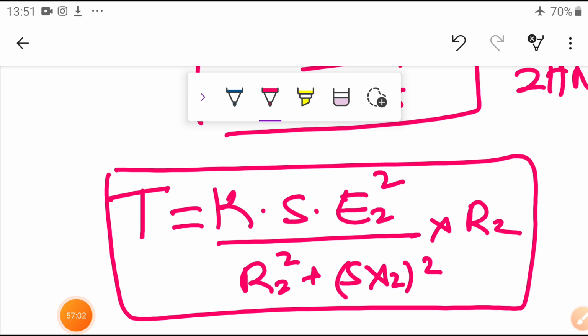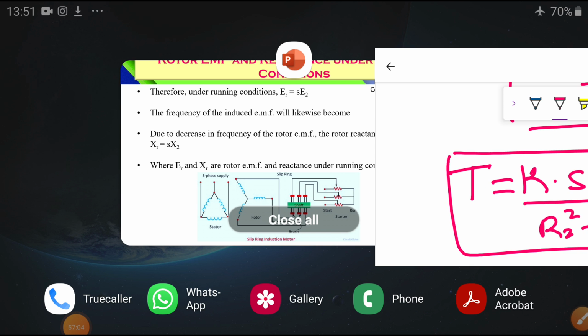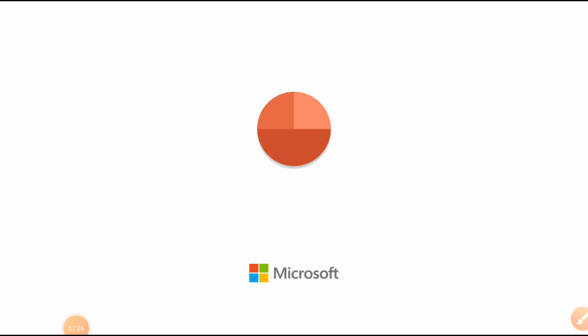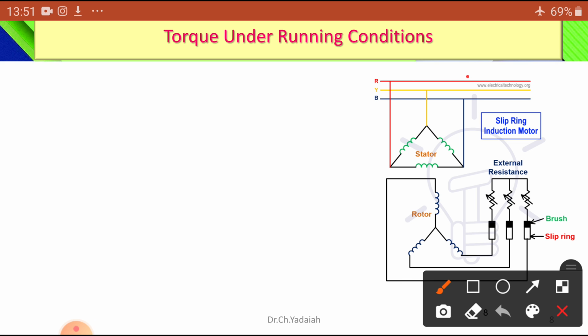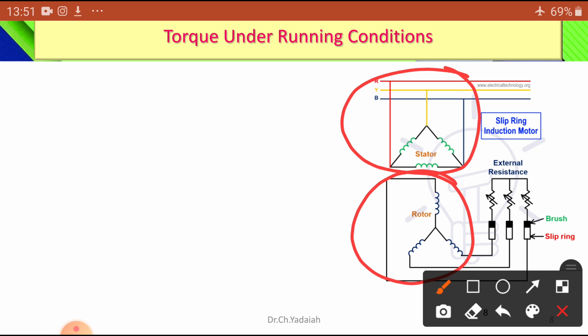Now you can see the same in this animation. Here you can see the stator, which is a 3-phase stator connected to the 3-phase input supply. This is the rotor winding, and this is an external resistance added to the rotor circuit. Let us neglect these things. Now, concentrate on this one.